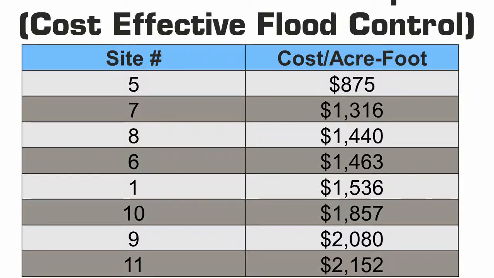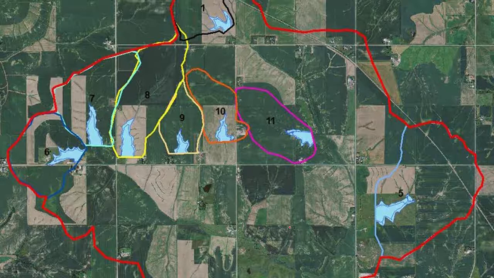So imagine being able to offer a higher cost share to the farmer who has site number 5 than, say, the one who has site number 11, because we're getting a better bang for our buck for what we want to achieve in the watershed. So anyway, here's the 8 all graphed out.